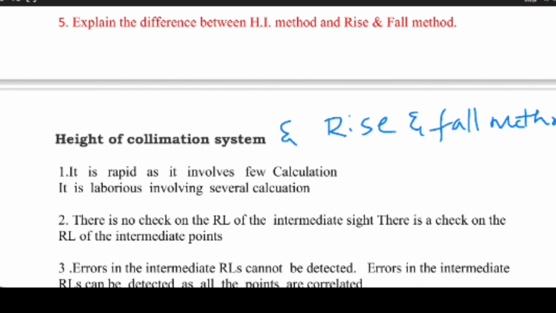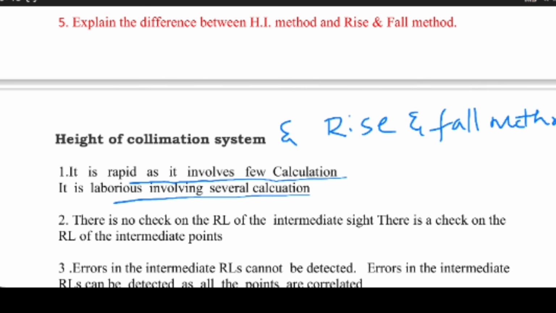This is a 3 marks question. Explain the difference between the HI method and the rise and fall method. The first difference: the HI method is rapid, involving few calculations. The rise and fall method is laborious, involving several calculations.